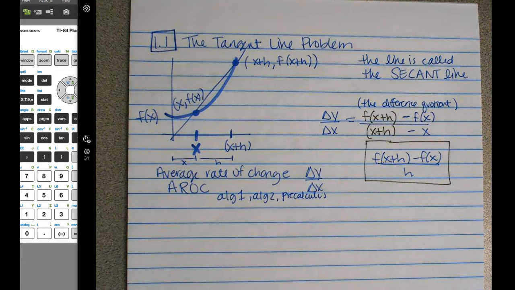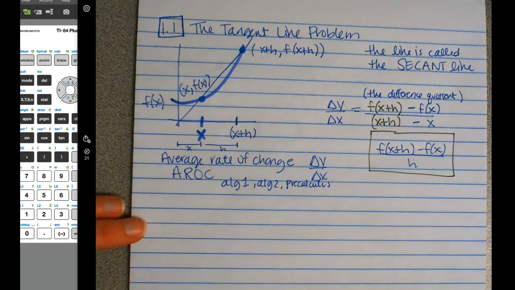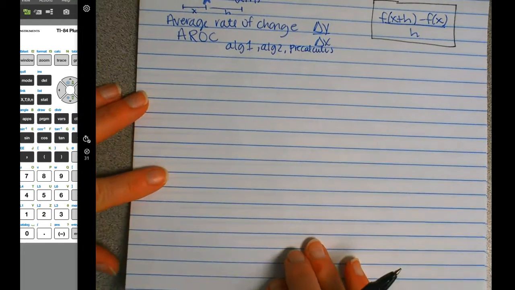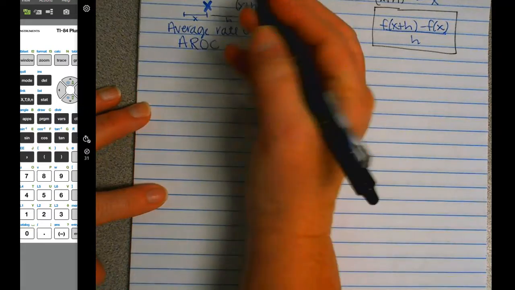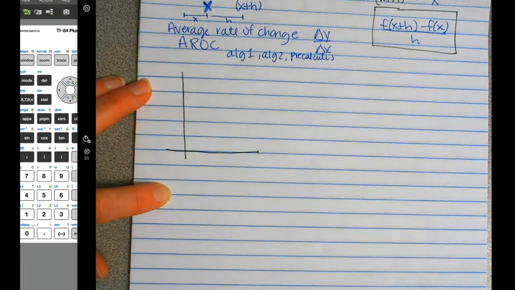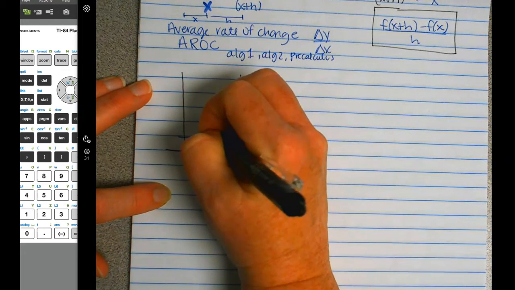What happens if I'm trying to find the tangent line at x, if I move this h closer and closer to x? Like this. Let me draw. Can I move this up and draw another? Y'all caught up? All right, so here's another one. I'm going to draw the same one again. Here's my x.